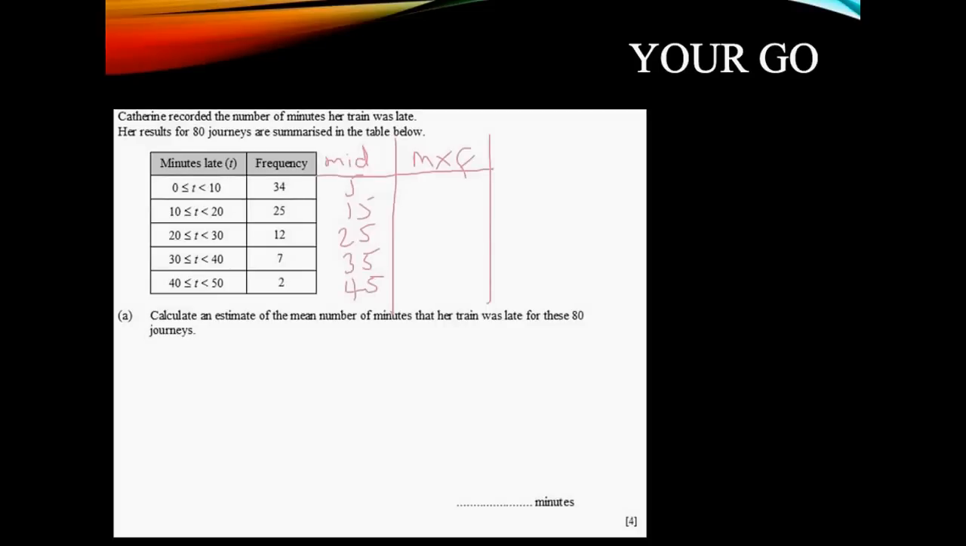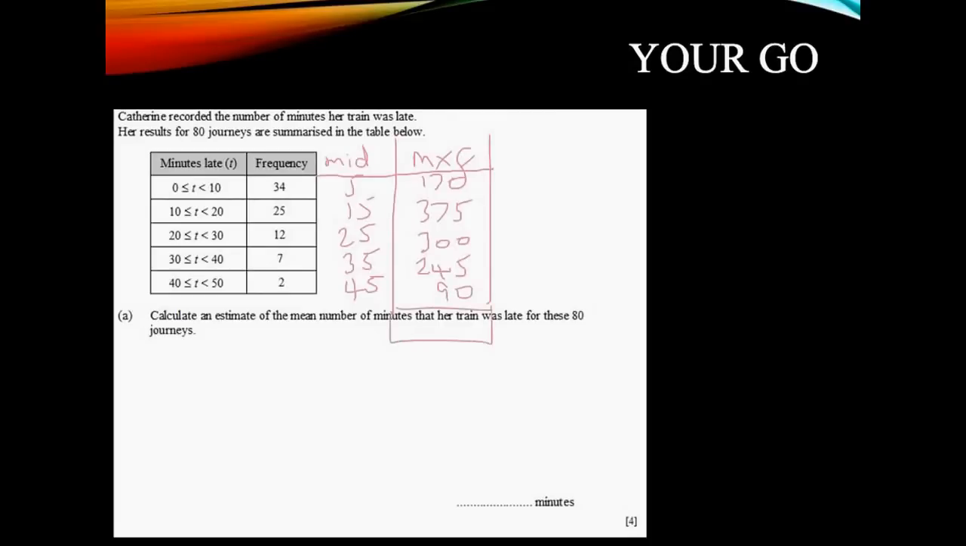So you've got 34 multiplied by 5, so that's 170. 15 times 25, which is 375. 12 times 25, which is 300. 7 times 35, which is 245. And finally 2 times 45, which is 90.